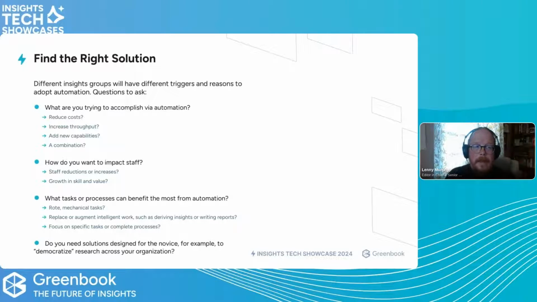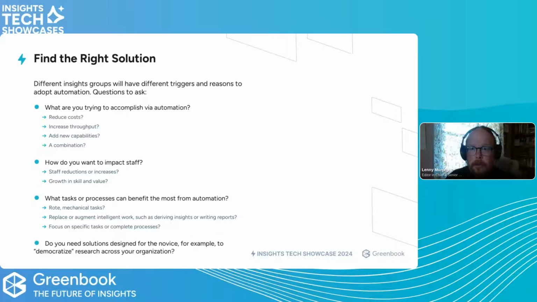And what new stuff comes up? How do we focus on new tasks or processes that can drive more value, more impact across the research process? And also based on your own organizational makeup. Do you have a lot of early in their tenure and experienced staff, novices, and you want to empower them to make sure that they're doing good quality research?